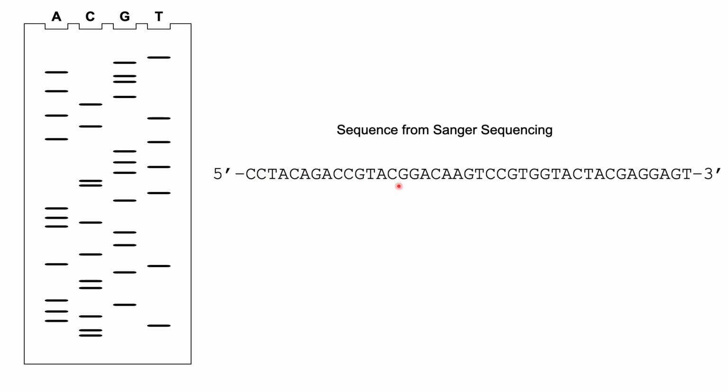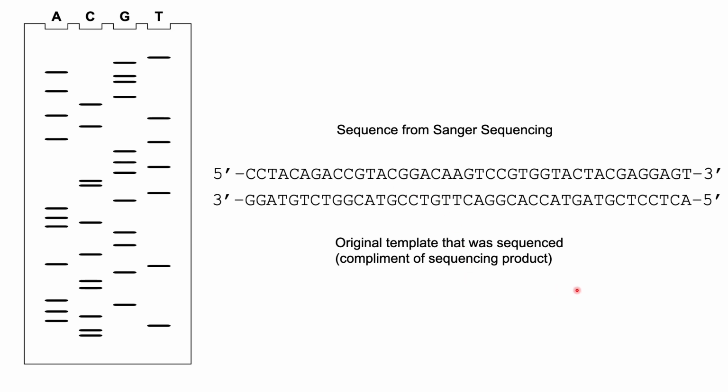But remember, this is a reverse complement of your original template. So the original template that was sequenced would actually be this. It's the reverse complement where the 5' end is over here. So the template that we originally sequenced was A, C, T, C, C, T, and so on.